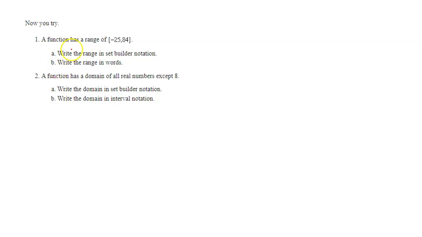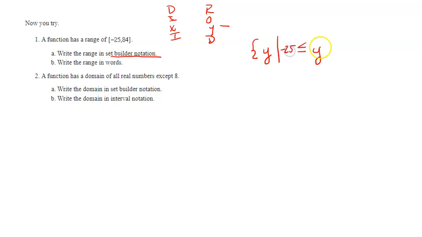Let's see if we can actually apply this. So the function has a range of negative 25 to 84. So range, we know from Dixie and Roy D., range is y-axis. So it says write it in set builder notation. I know set builder notation has the variable here in a straight line. It has the chocolate chip. I mean they call it braces. I call it the chocolate chip. And I know that y is going to be between negative 25 and 84.